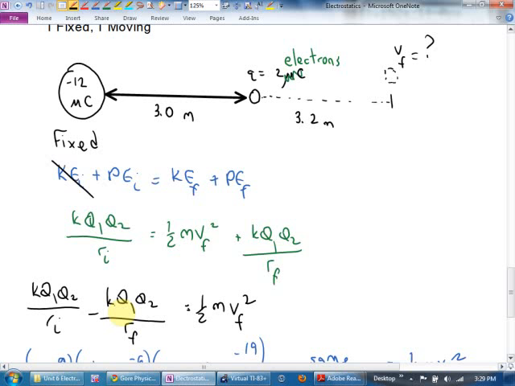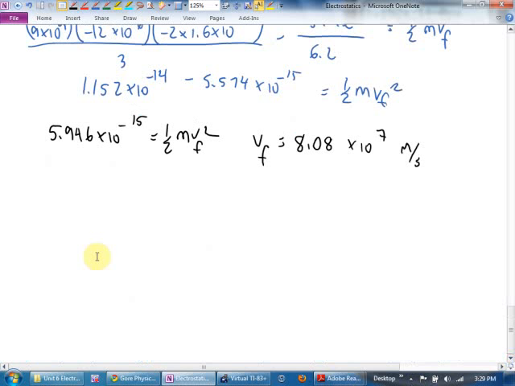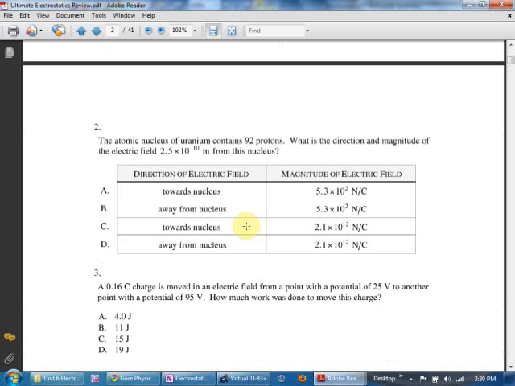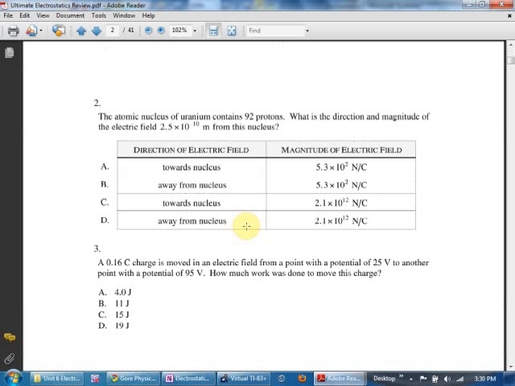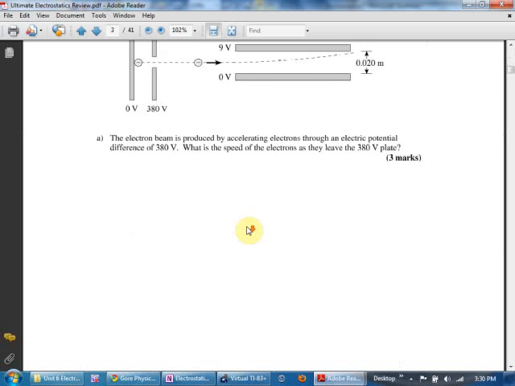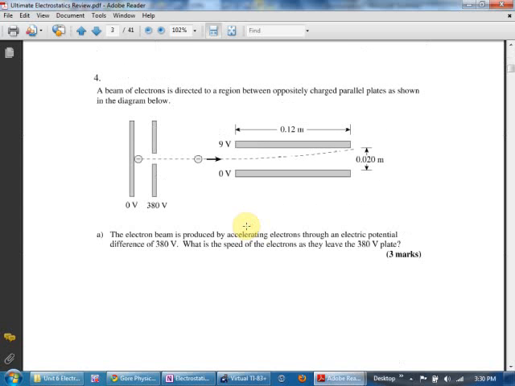Then we looked at parallel plate force problems. And here I think I'm going to start to look at the review, and I'm going to give you some hints. I sort of like 4A, in that on your test somewhere I'm going to give you electrons that are getting accelerated through a plate and ask you to find the speed. When it says that the electron beam is produced by accelerating electrons through an electric potential difference, a fancy word for voltage, of 380 volts, what's their speed?